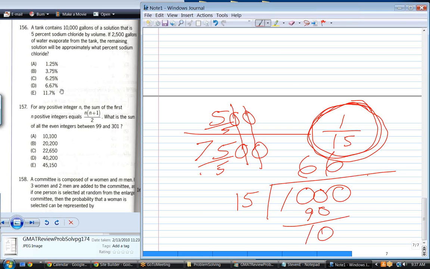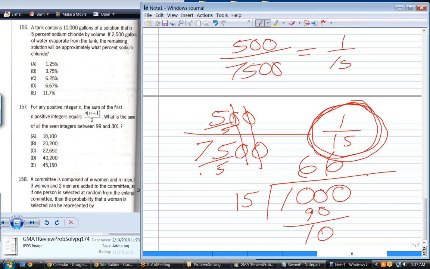I can follow you as far as putting the part of chloride that we have, which is 500, over the new total volume, which is 7,500. And that gave us 1/15. Convert that to a decimal and then convert it to a percentage. But why 15 over 100? It's 15 divided into 1. I can't divide 15 into 1, so I have to add a bunch of zeros after it. It doesn't matter how many, you just add whatever you want?